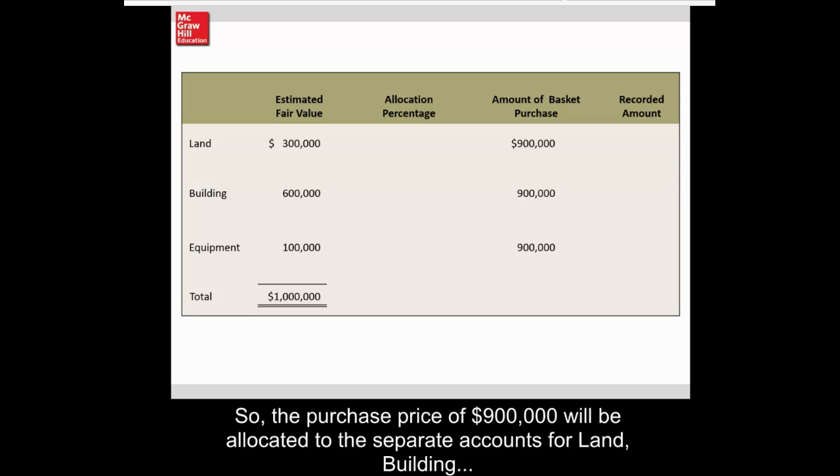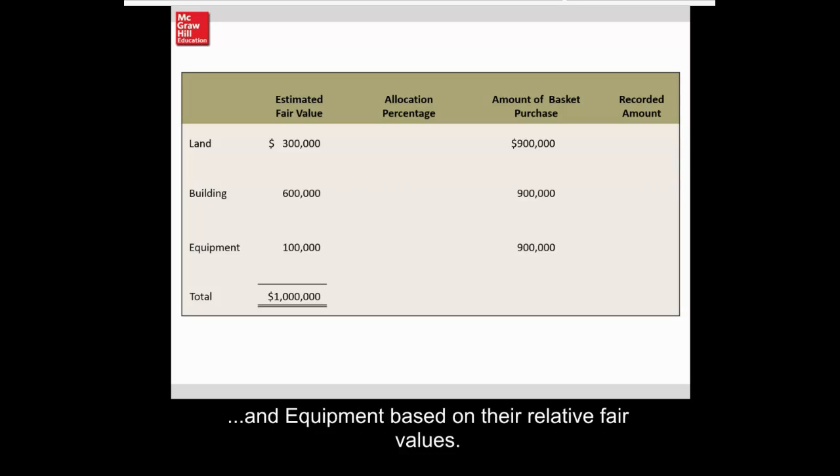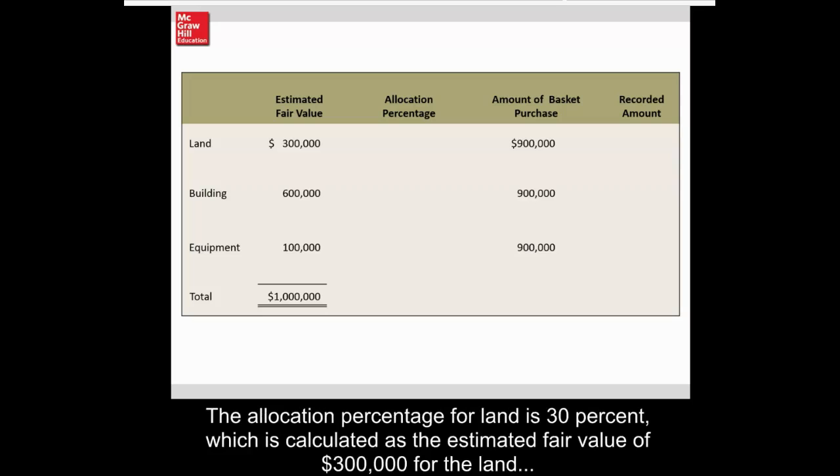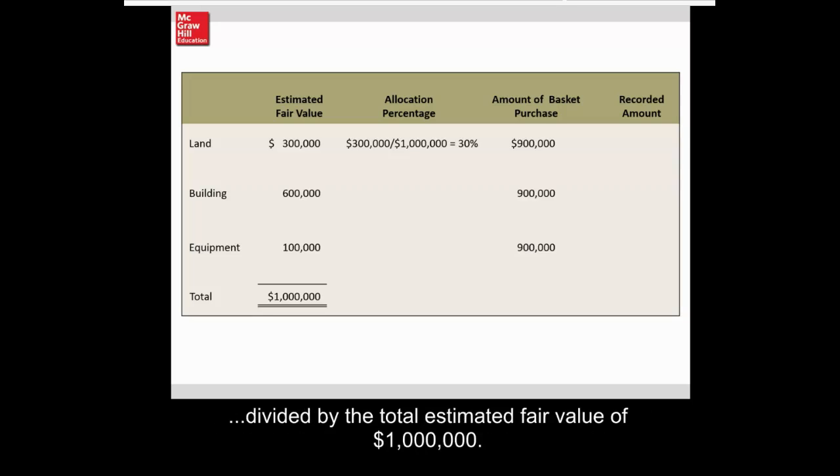So, the purchase price of $900,000 will be allocated to the separate accounts for land, building, and equipment based on their relative fair values. The allocation percentage for land is 30%, which is calculated as the estimated fair value of $300,000 for the land divided by the total estimated fair value of $1 million.